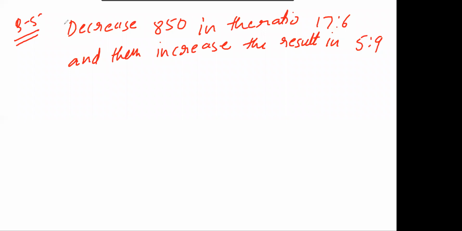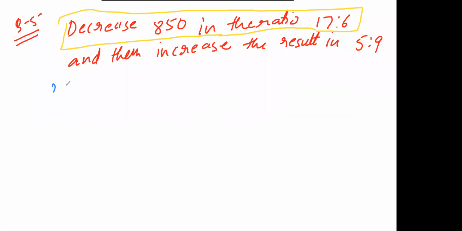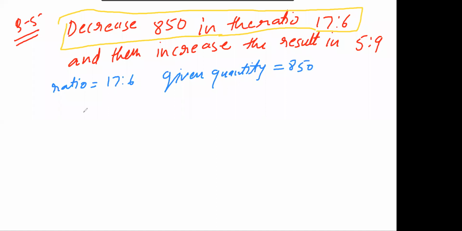You have to understand the question first. The first part is saying decrease 850 in the ratio 17:6. Is it clear? So this is the first part. Just forget about the second part. We will do the first part in this question, then we will do the second part. So you will say that ratio is equal to 17:6, and the given quantity is equal to 850.